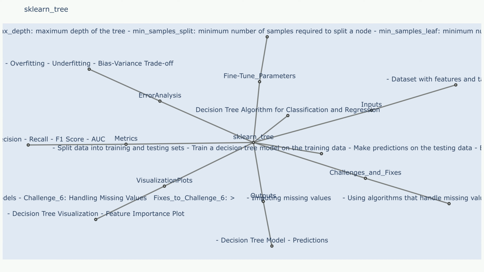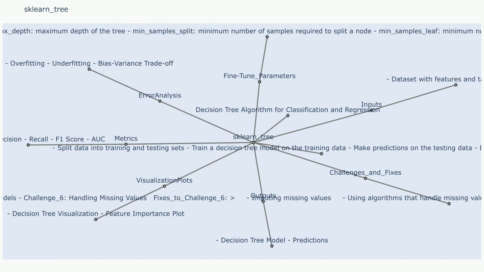Sklearn tree. Description. Decision trees are a powerful machine learning algorithm used for both classification and regression tasks. They create a tree-like structure where each internal node represents a feature or attribute of the data, and each branch represents a possible value of that feature. The tree is constructed in a top-down manner by recursively partitioning the data based on the most informative features. This process continues until the leaves of the tree are reached, which represent the final predictions.